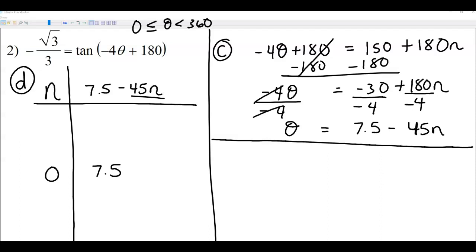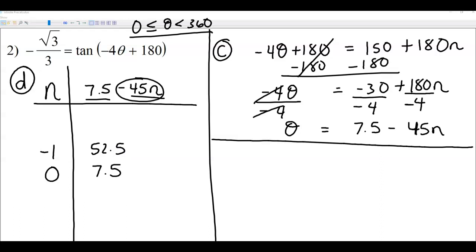Let's go ahead and plug in a negative. So once again, we've got a minus here, so I'm going to go with a negative. I think we're going to get quite a few answers out of this one because this is a really small number, which means that we can fit lots of answers inside of this interval. So let's see what we get. If I were to plug in negative 1, to become plus 45, and if I add that to 7.5, we would get 52.5, I believe.